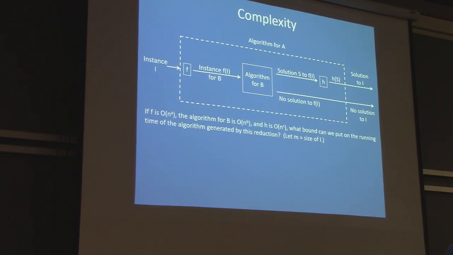Suppose f is polynomial time. f is O of n to the a. That's all we're going to require, is that f be polynomial time. But its output is of size 2 to the n. As a result, the rest of the pipeline takes exponential time just looking at its input. What do you say about that?